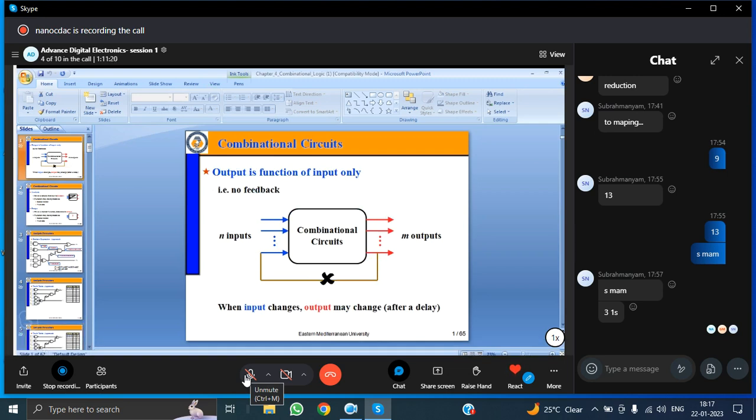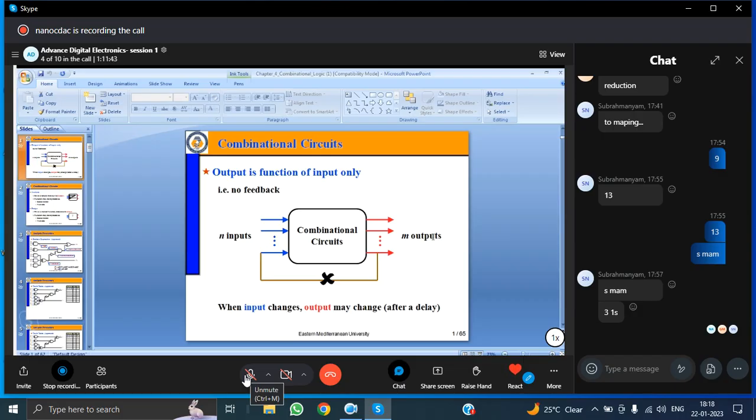Okay, నేను ఒక 10 to 15 minutes తీసుకొని I will just leave. Tomorrow also I will try to take some extra time. Okay, so combinational circuits, now we have seen everything. Now we will go into the design. Okay, so first we will design the combinational circuits.